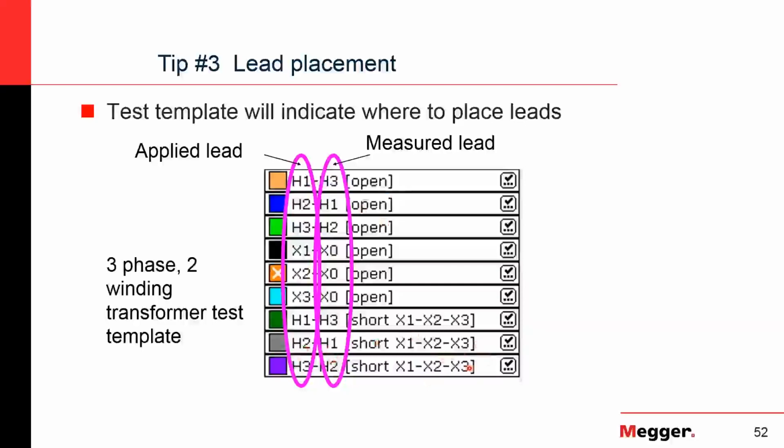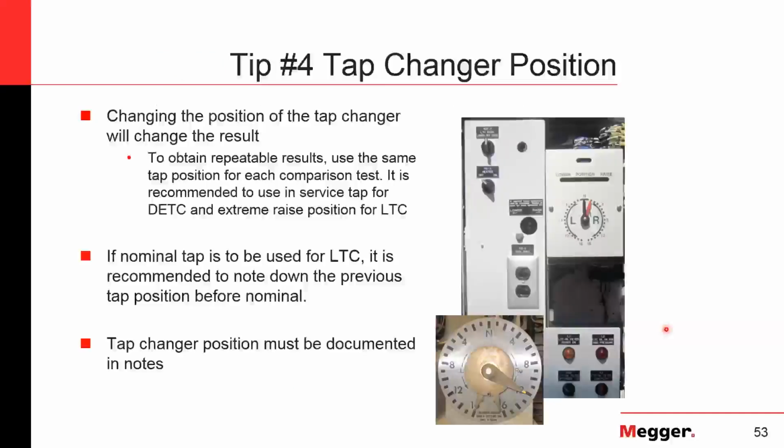And what you want to do is, if it has a de-energized tap changer, you want this either in the nominal position or in the position that it's going to be in the field there. So then if you pull it out, you don't have to move that tap changer at all.